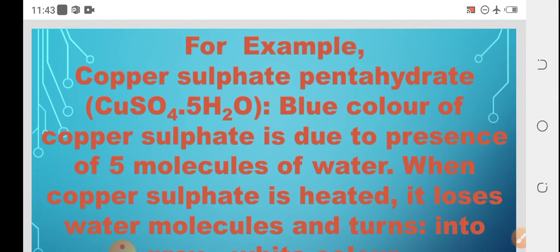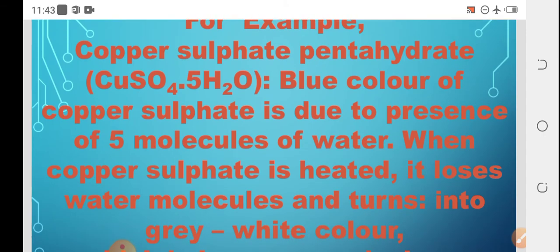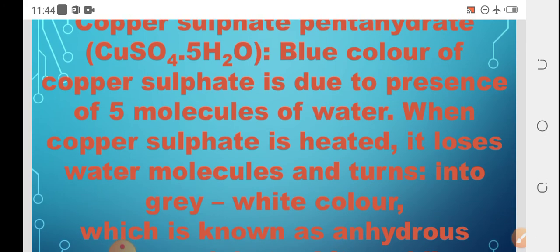For example, copper sulfate pentahydrate, CuSO4 5H2O, which is blue in color. The blue color of copper sulfate is due to the presence of 5 water molecules. Why is it blue? Because of the 5 molecules of water.